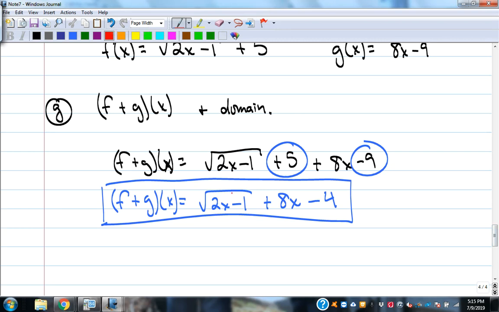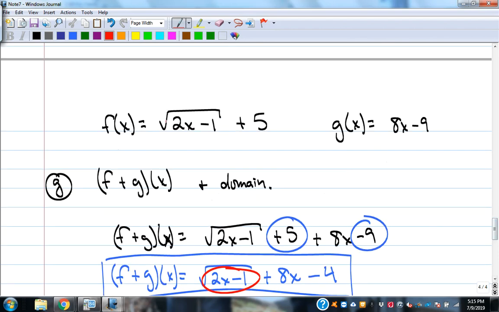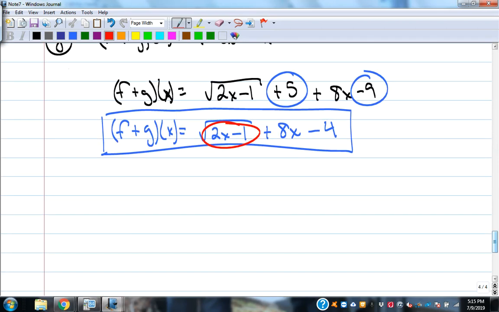The 2x minus 1 there, right? That part, the part that's underneath the square root, that's where the restriction in the domain is. If we look at our original functions, that already existed up here, right? So what we're doing is we're finding the restriction on the addition, but it's really just one of the restrictions from the original ones. Okay, so it's combining with the other equation and its restriction.